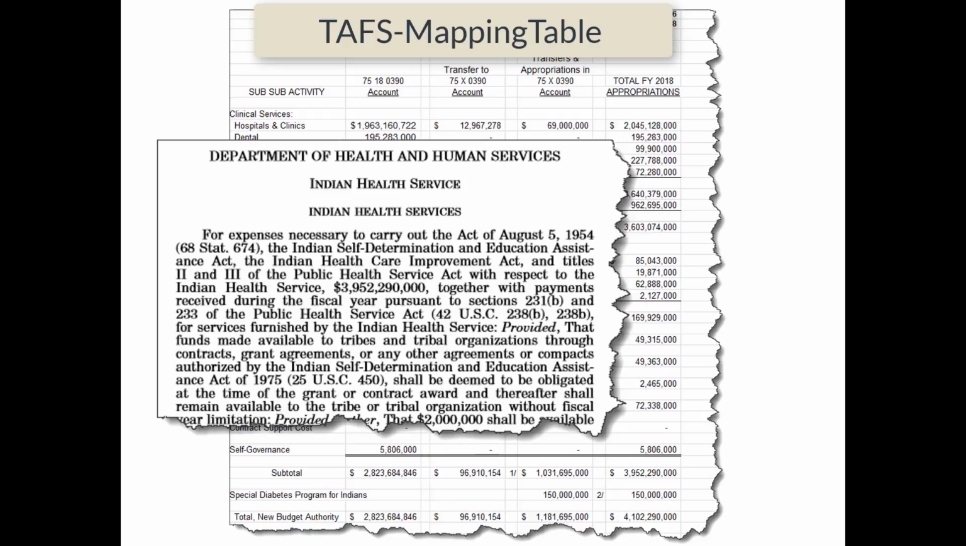Here's an example of a table mapping amounts and appropriations to the appropriate TAFs. This type of table is especially helpful when lump sum appropriation language makes funding available to different availability TAFs. Here, for example, we see the total appropriation for the Indian Health Services account, and the table shows how the language allocates the amount by TAFs to the annual account and the no-year account.